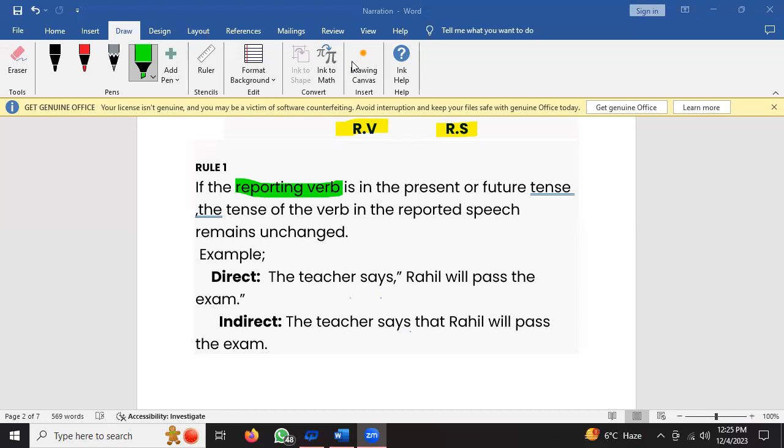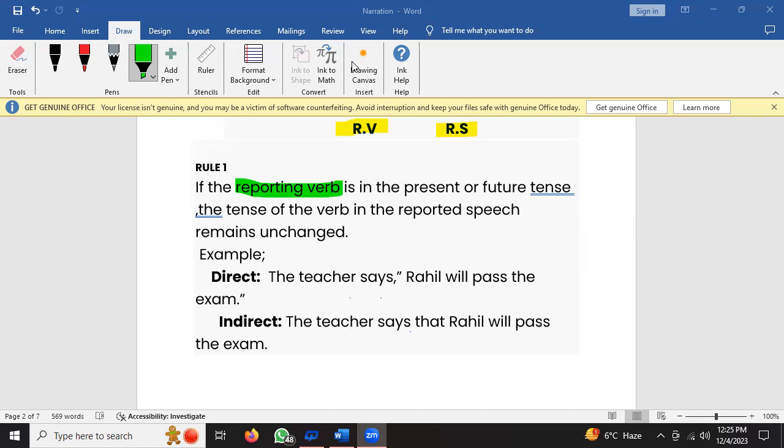Pay attention. Mukarram, are you there? Yes, sir. Mukarram, what is reporting verb? The reporting verb is that verb in which something that's been said, if something is said by someone, we report that to someone else. As you said, we can say it in direct and indirect way.